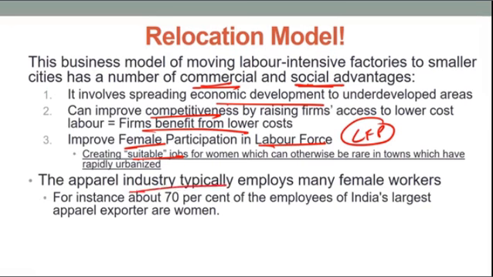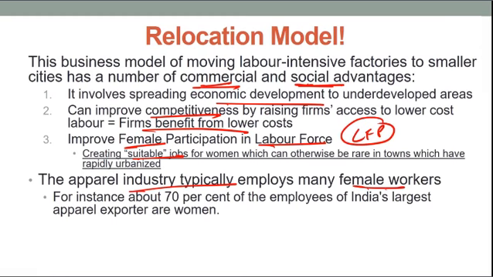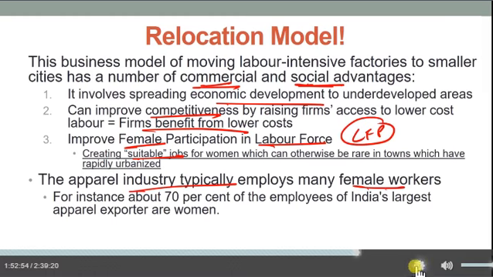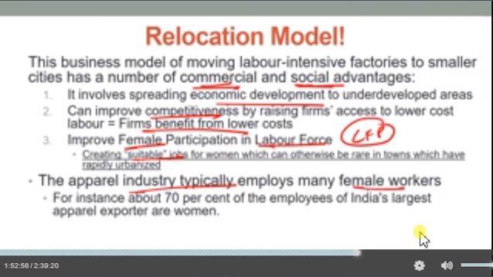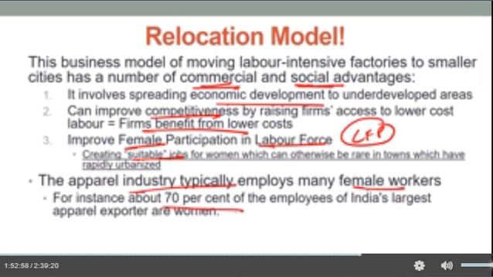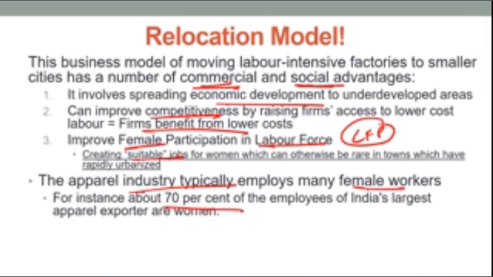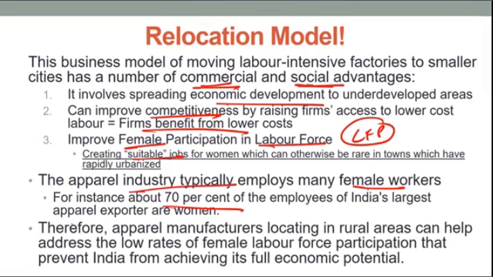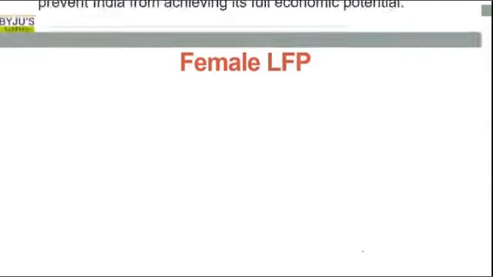Now, the apparel industry typically employs a lot of female workers because it is not very highly physically demanding. So female workers can easily work. 70% of employees in the largest apparel exporter, just as an example, are women. So a lot of women work in the apparel industry. So women will get more opportunities because of this. India has low rates of female labor force participation in rural areas and out of cities. This can be improved by the relocation model.